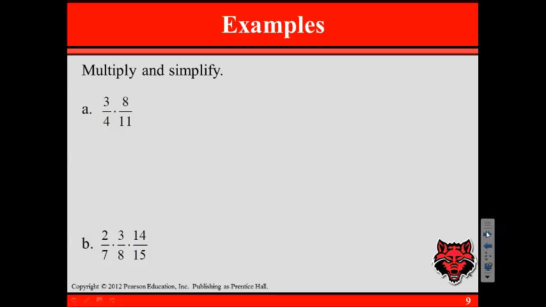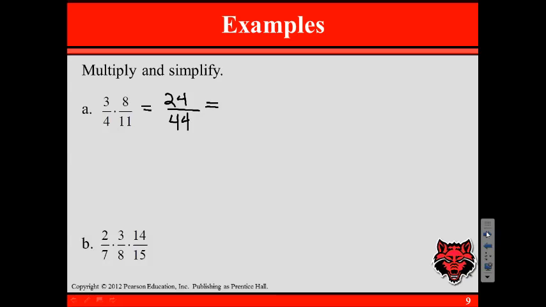Now let's try a few where we will need to simplify once we've multiplied. 3 over 4 times 8 over 11. So we multiply across the top. 3 times 8 is 24. 4 times 11 is 44. Let's rewrite the prime factorization for the numerator and the denominator. Remember, if you need to write a factor tree for the numerator and a factor tree for the denominator in order to find those prime factorizations, that is perfectly fine. Just for the sake of time, I'm going to write the prime factorizations for the numerator and denominator.